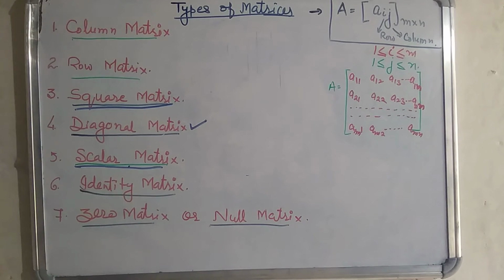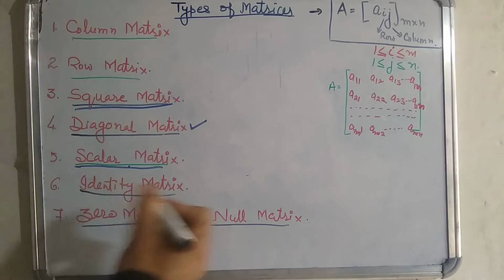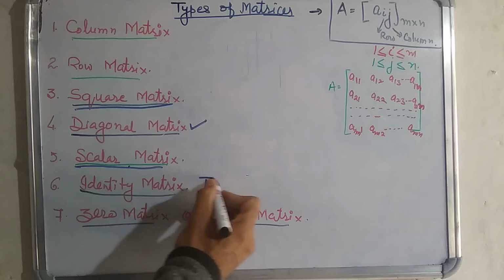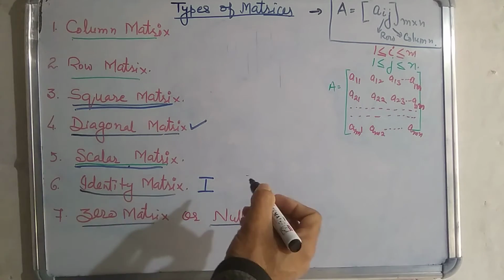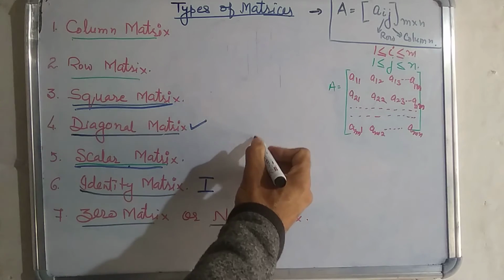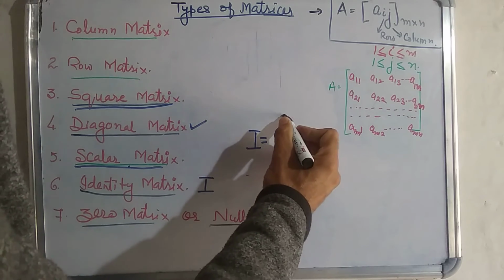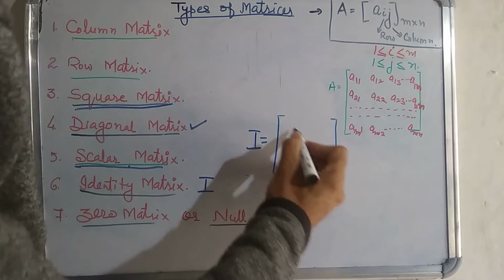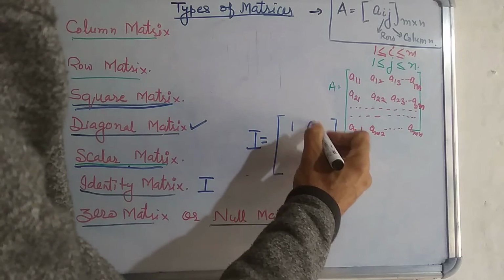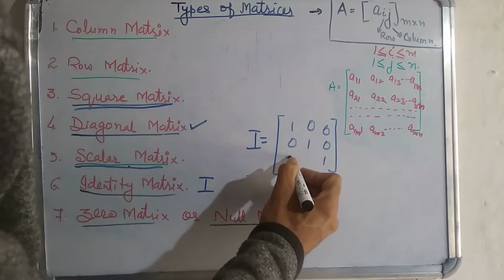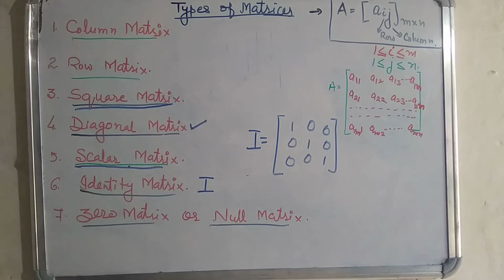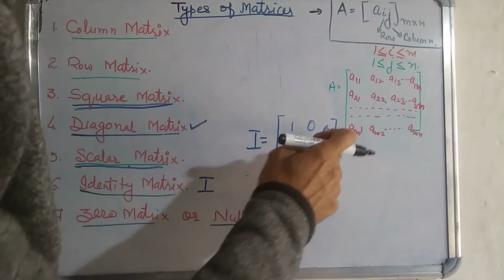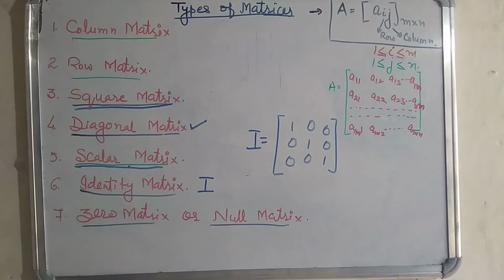Now the sixth type is identity matrix. Identity matrix is represented by I. Now here the diagonal matrix is called identity if all the diagonal elements are unity. Very simple. All the diagonal elements are equal and equal to 1 and non-diagonal elements are zeros. The matrix is called identity matrix.